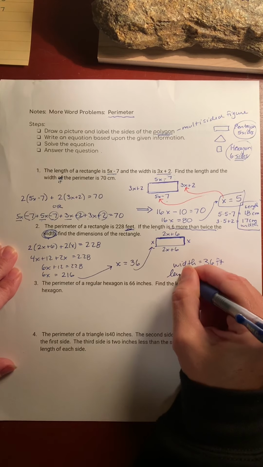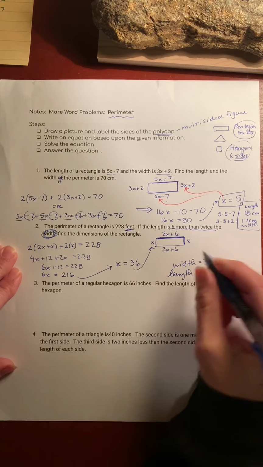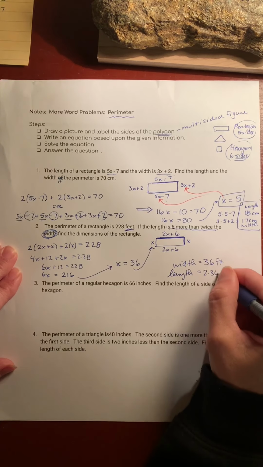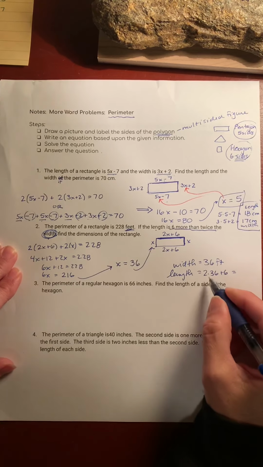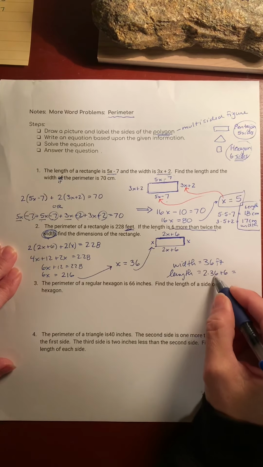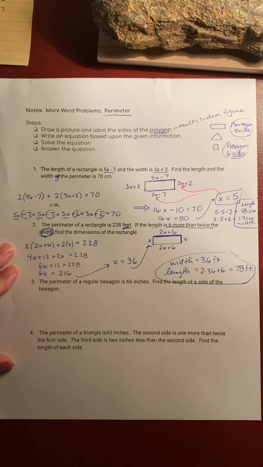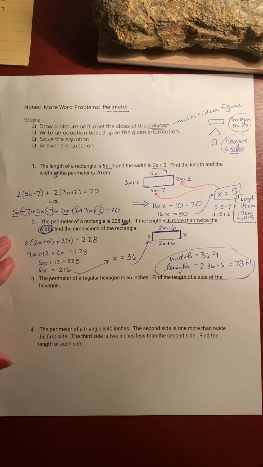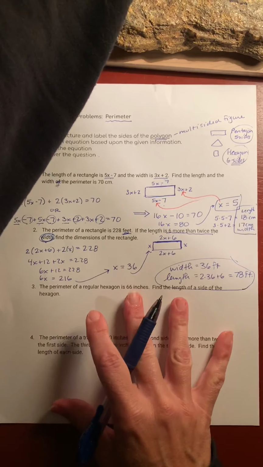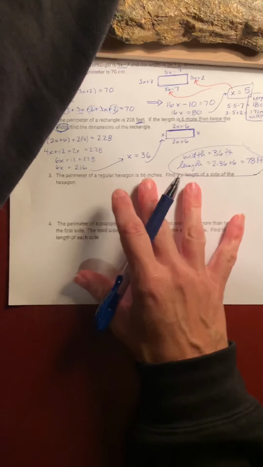And the length is going to be 2 times 36 plus 6. 2 times 36 is 72 plus 6 is 78 feet. So there's our answer for that. Okay, now we move on to a different shape. Sorry while I tilt the camera for a second.